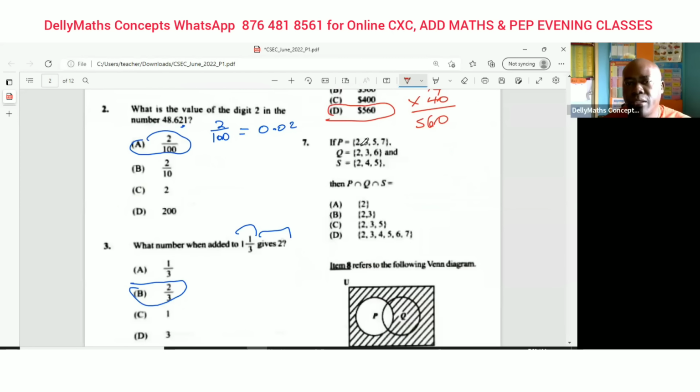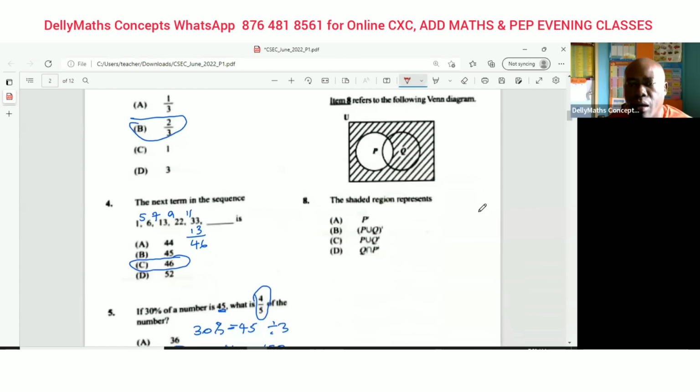If P is 2, 3, 5, 7, and Q is that, we're looking at the full intersection. We're looking at number 2, everything there. So that's it, 2. The shaded region here, everything was shaded except P, so the answer is P complement.